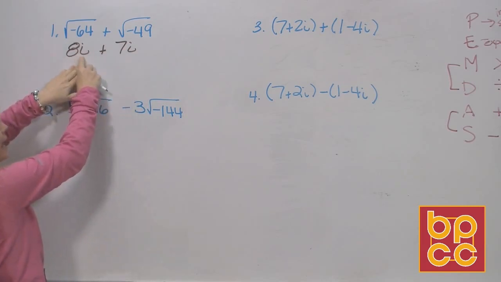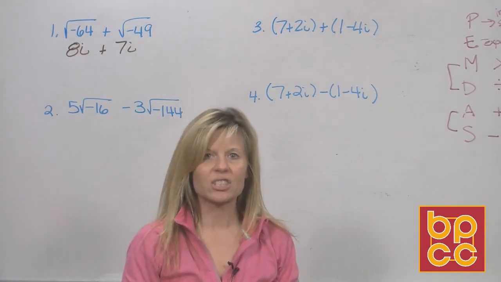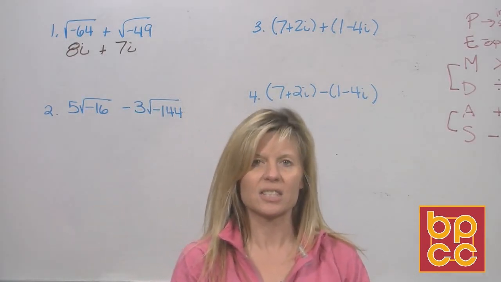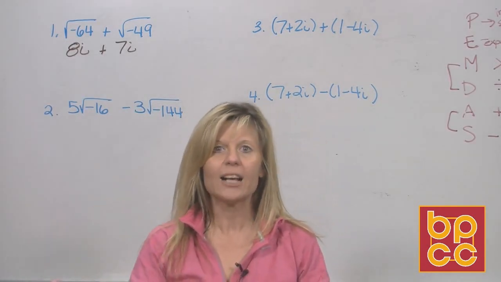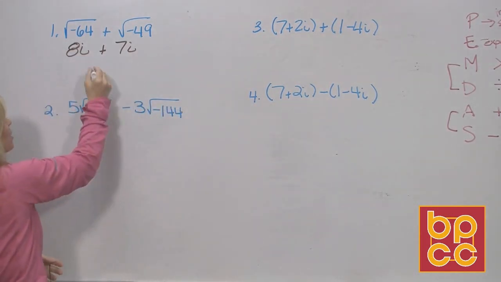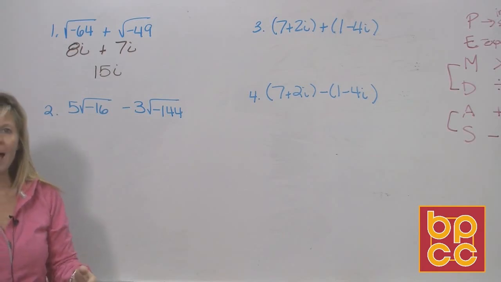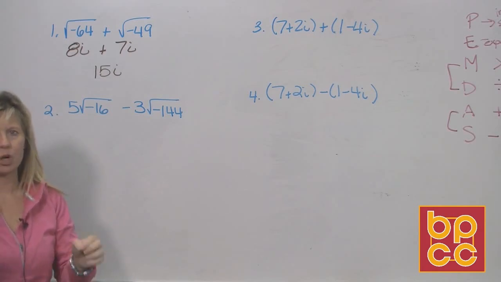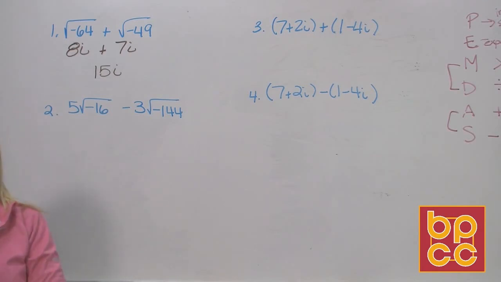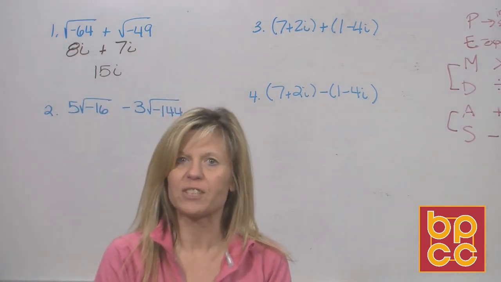Now look here. I want to add 8i to 7i. Are they alike? Well, sure they are. That's just like in algebra adding 8x to 7x. If they're alike, you put them together. So if I have 8i and you have 7i, we have together 15i. Because remember, when you add, the term that's the same stays that way. If you added 8x and 7x, it would stay 15x.